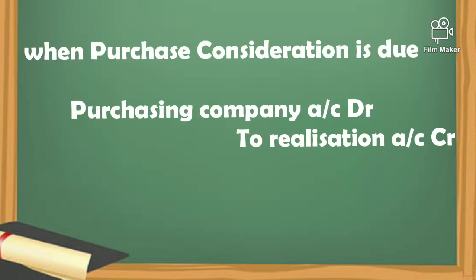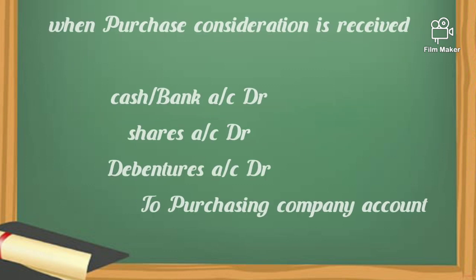The next entry will be when purchase consideration is due. We usually calculate the purchase consideration before we get into a journal entry, either by net payment method or by net asset method. How much the purchase consideration is, we need to mention here. So when we mention that purchase consideration due amount, the entry will be purchasing company account debit to realization account. Purchasing company account debit to realization account.